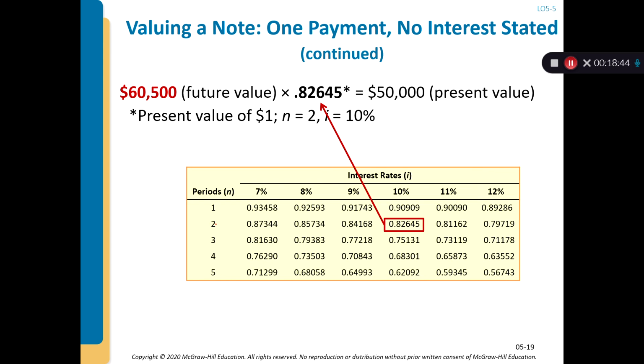We can find that the discounting factor is 0.82645. So that means the $60,500 future value at this discounting rate is only worth $50,000 of goods right now. In other words, the shoes that Stradwell sold to Hamilton only worth $50,000.